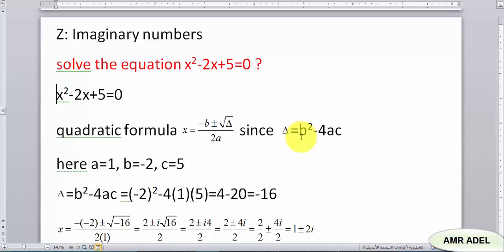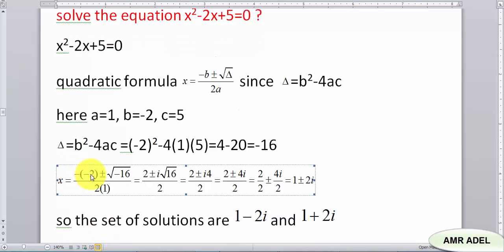Now, remove a, b, c and put these numbers. So delta will be minus 16. Now we have to remove this delta and put minus 16, and remove b and put minus 2, and so on. Now, negative of negative 2 will be plus 2. Negative 16, the negative goes outside as i. And the square root of 16 is 4.